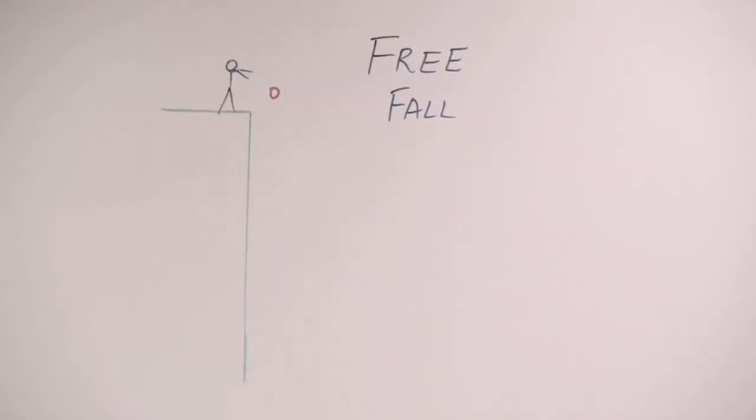All objects, when dropped from a height, fall towards the earth. This happens due to the gravitational force exerted on the object by the earth. We may falsely conclude that heavier objects fall faster than lighter ones. Galileo showed that all bodies, whether light or heavy, fall with the same acceleration due to the earth.